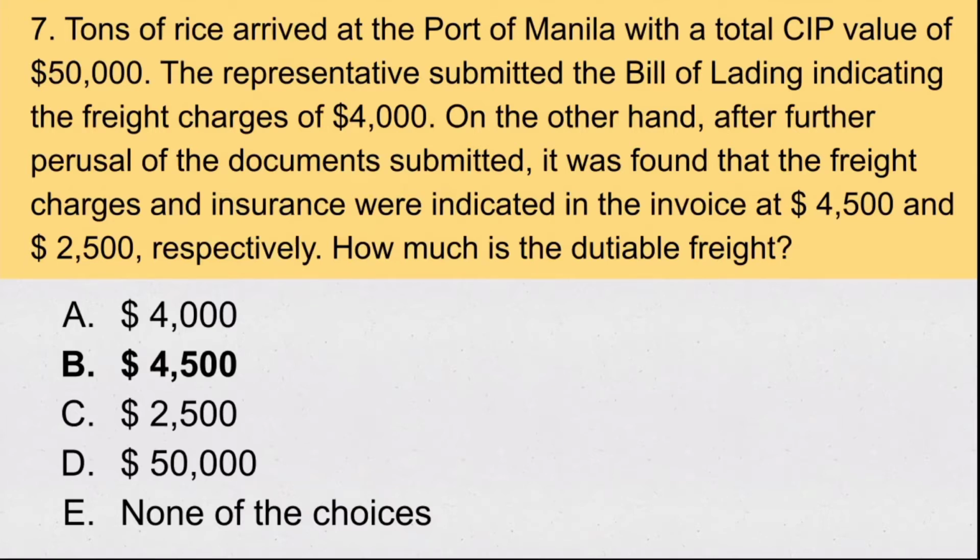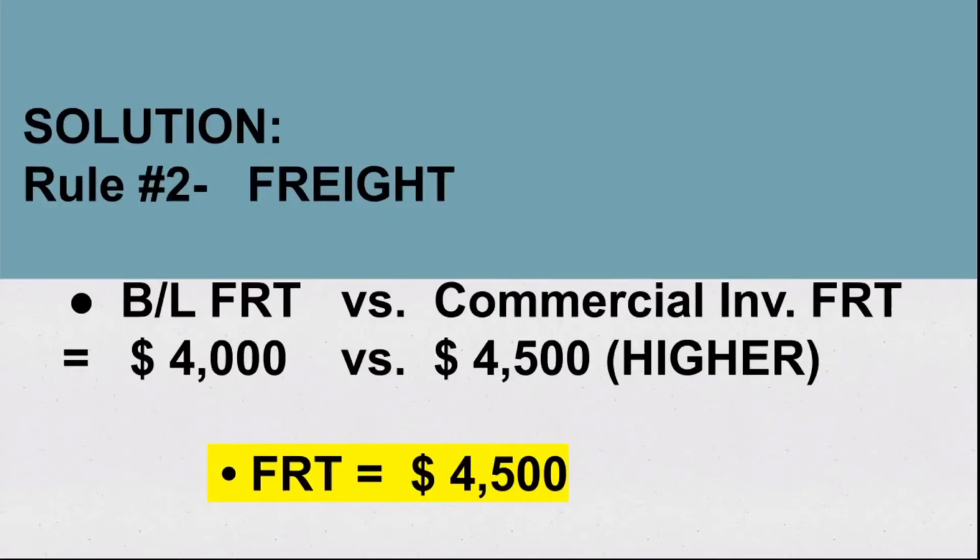So here's the solution of this problem. So according to rule number 2 in freight, so which is ever higher ta sa bill of lading nga freight o sa commercial invoice nga freight. So on the given nga bill of lading freight, we have $4,000, and then in the commercial invoice we have the $4,500 nga given. So obviously mas taas ang $4,500 nga gikan sa commercial invoice nga freight. So this is our Dutiable freight, and this is our final answer, ang $4,500.